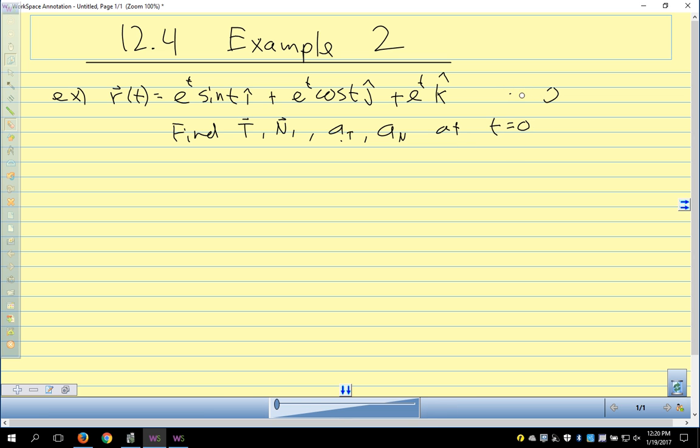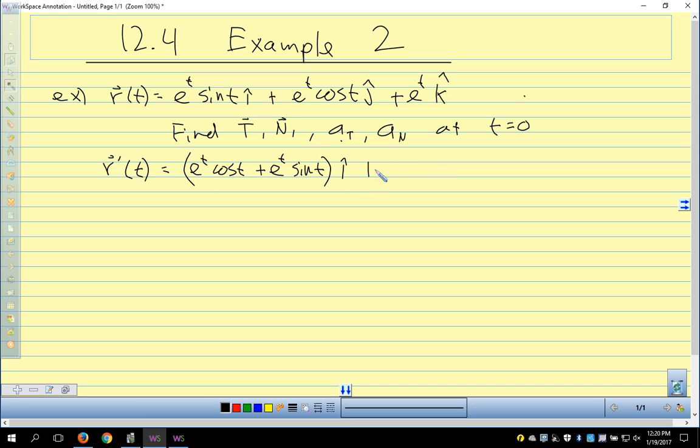I'll erase this one. We'll be okay without that. All right, so let's take some derivatives. R prime, for our first derivative, we get e to the t cosine t plus e to the t sine t i hat. We're using the product rule. Plus, for our j hat, y component, we get e to the t cosine t minus e to the t sine t j hat plus e to the t k hat.